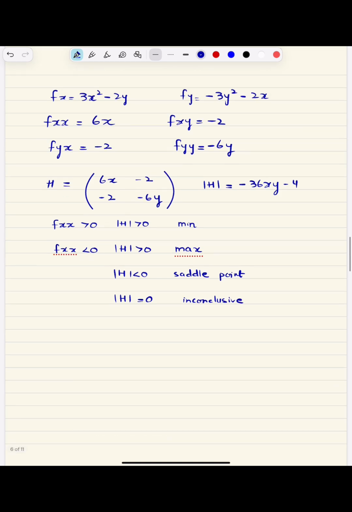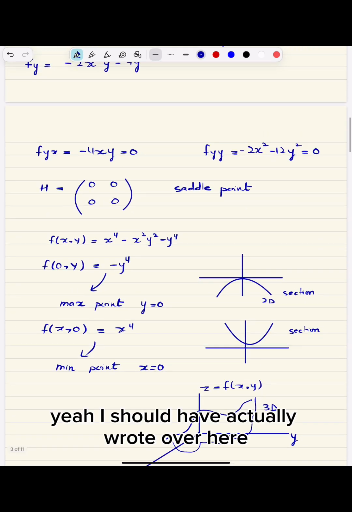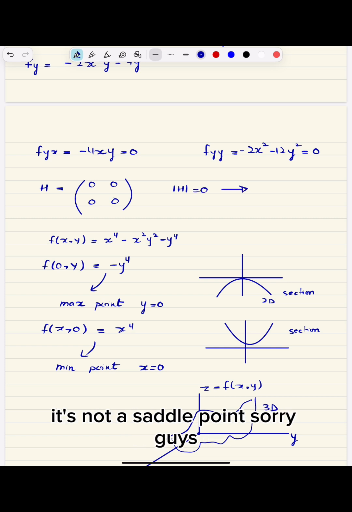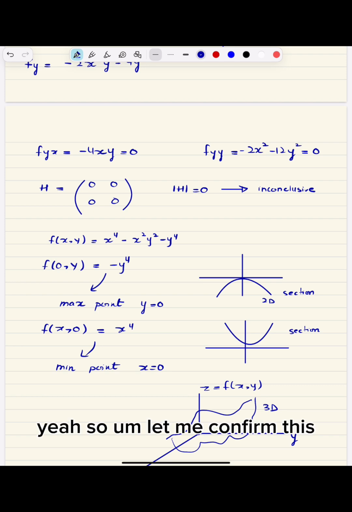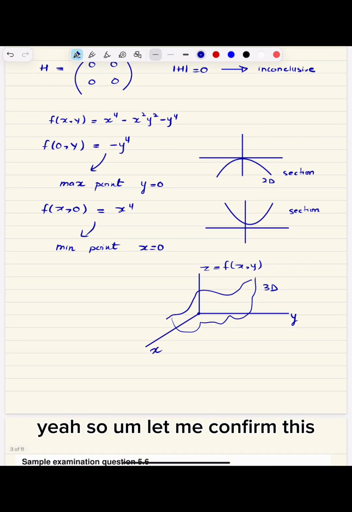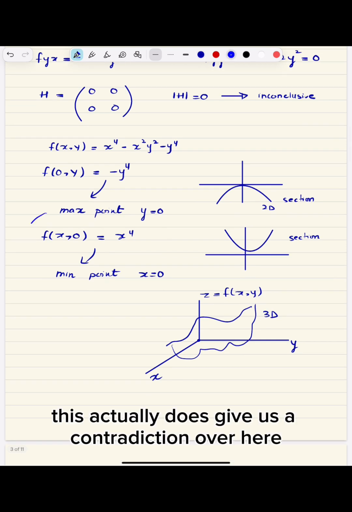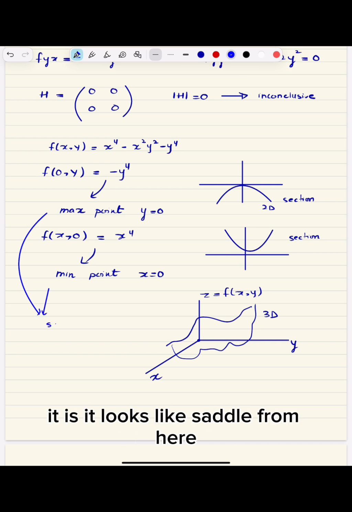output. Actually, didn't I mess up the previous one? Yeah, I should have written over here that the determinant of H equal to 0 is not a saddle point. Sorry, guys. This should be inconclusive. Yeah, so let me confirm this. This does give us a contradiction over here, so maybe it is inconclusive, but it looks like a saddle from here.